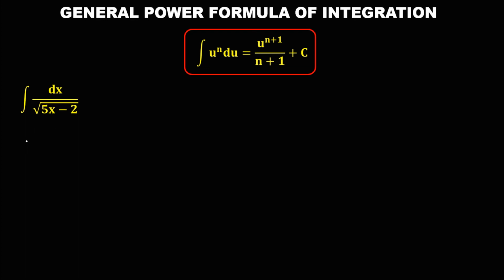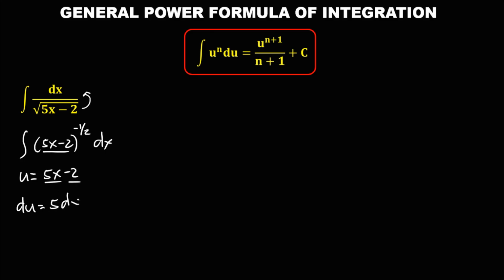Then for the last one, we can write this one as the integral of 5x minus 2, since we bring up, the exponent becomes negative. So we have negative 1 half, then the dx. Then u is 5x minus 2. And du is 5. So 5 dx. Since we have dx, divide both sides by 5. So du over 5 is equal to dx.